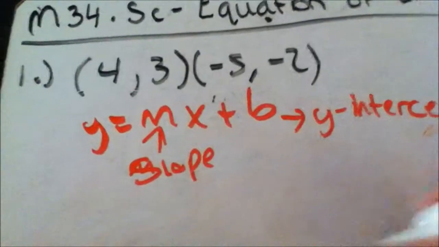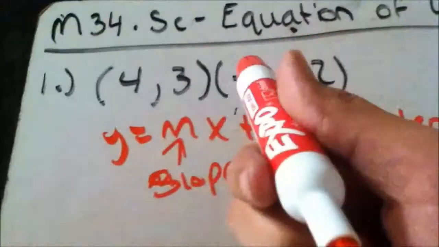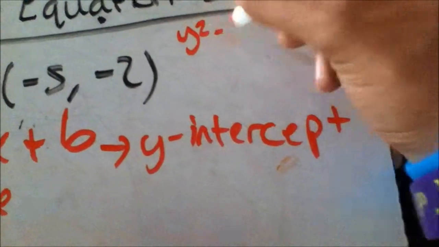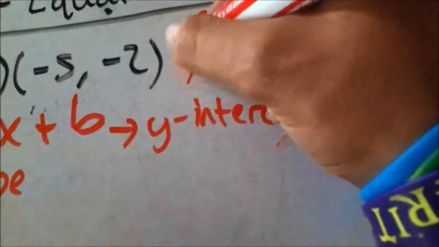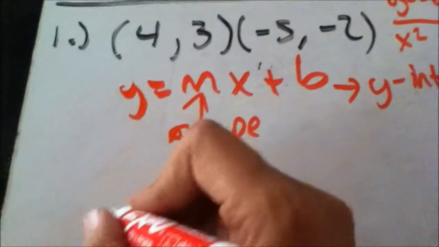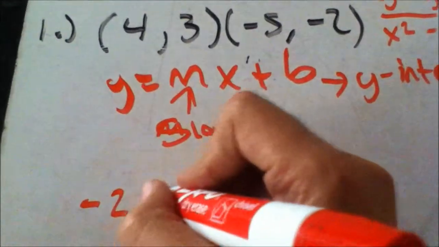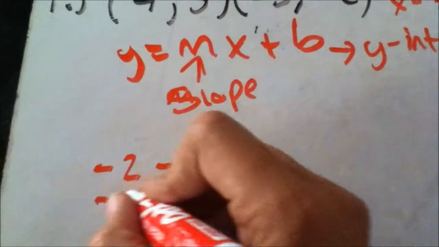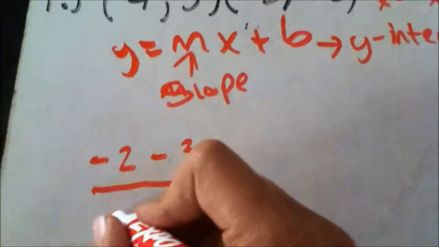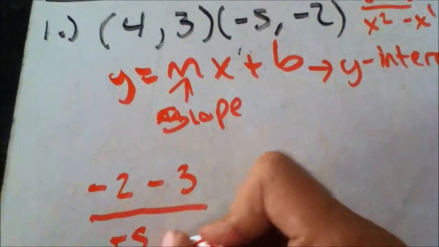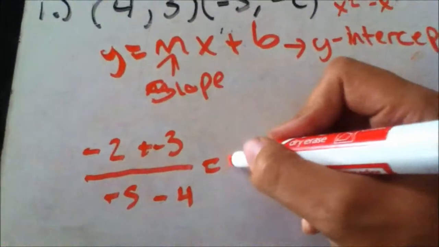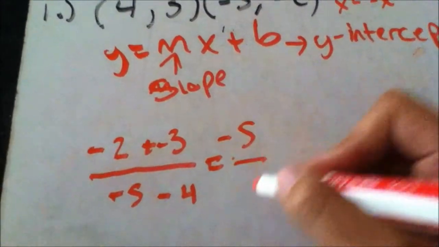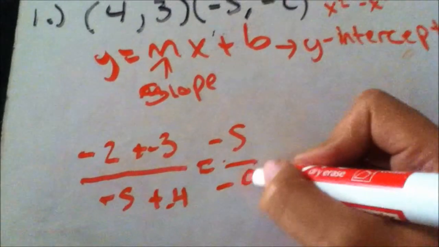Now, how are you going to find the slope or a y-intercept with only 2 points? Easy. We have an equation for it. It's y2 minus y1 over x2 minus x1. In this case, it's going to be -2 minus 3 over negative 5 minus 4. When I solve for this, I do same change. It's negative 5 over negative 9.